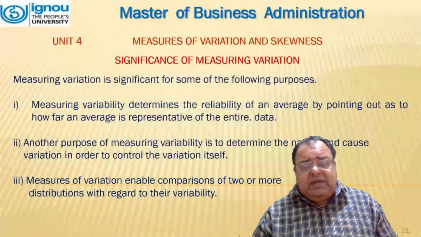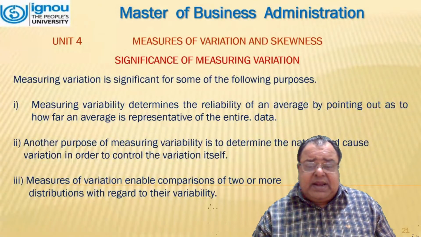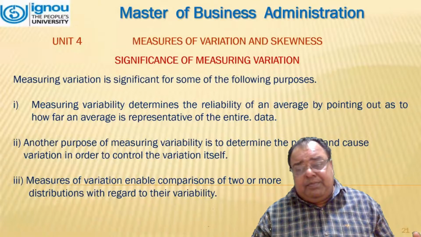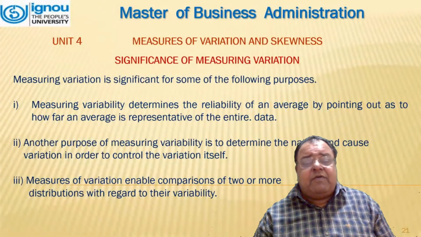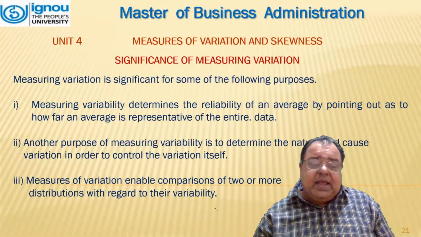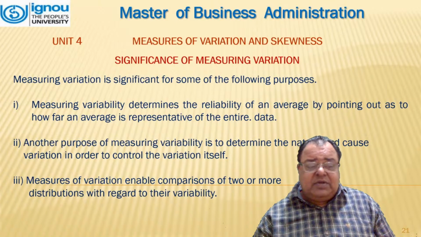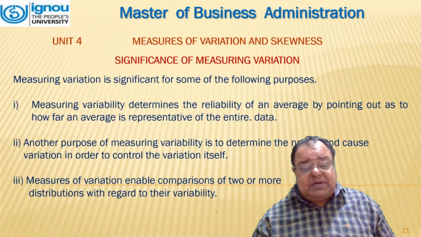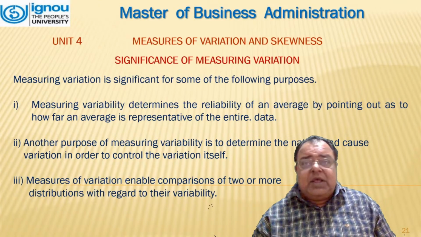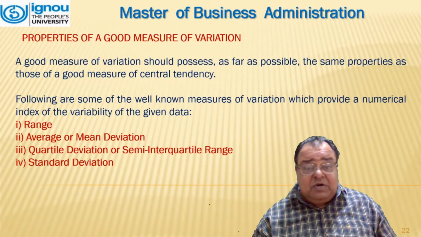Measuring variation is significant for some of the following purposes. Measuring variability determines the reliability of an average by pointing out how far an average is representative of the entire data. Secondly, another purpose of measuring variability is to determine the nature and cause of variation in order to control the variation itself. The third one is that measures of variation enable comparison of two or more distributions with regard to their variability. What are the properties of a good measure of variation?